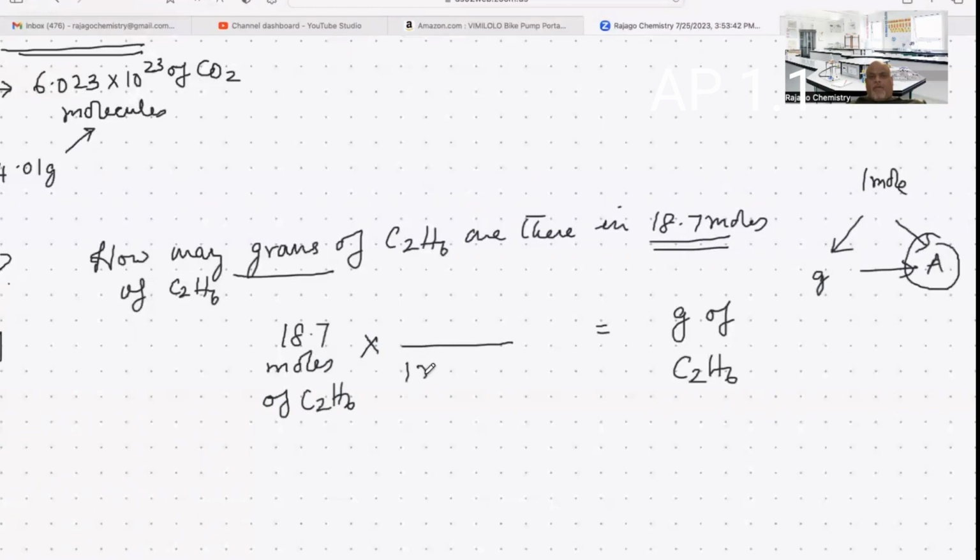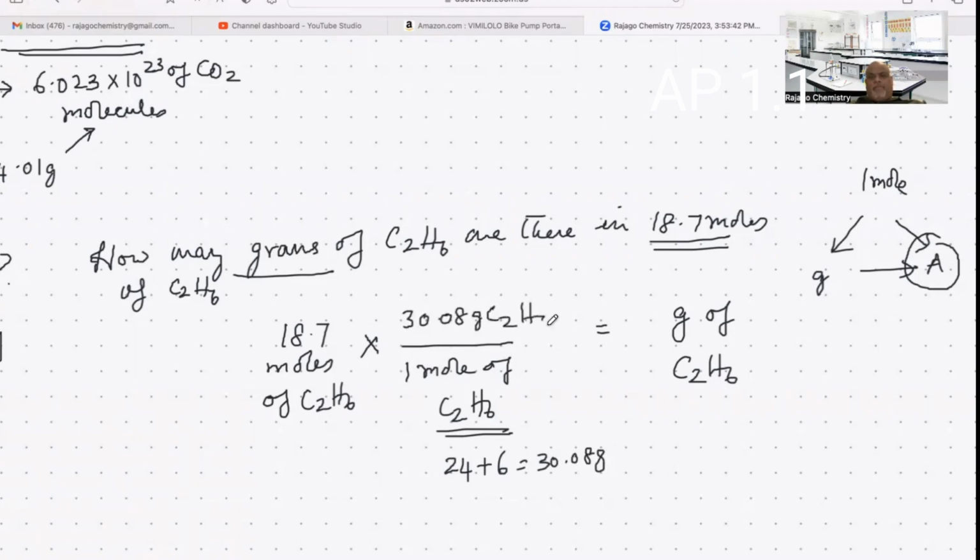It has to be cancelled. So 1 mole should be at the bottom. 1 mole of C2H6 should be its molar mass. So you have to calculate the molar mass of C2H6. Each carbon is 12, 12 into 2 is 24, plus 1 into 6 is 6. It will be 30.08 grams. Once again, you can cancel moles and moles, and roughly you will end up with 562 grams.